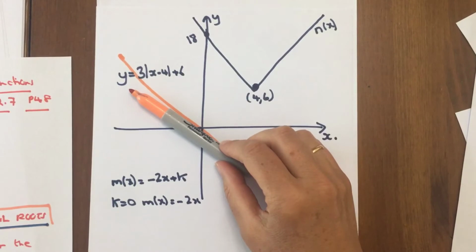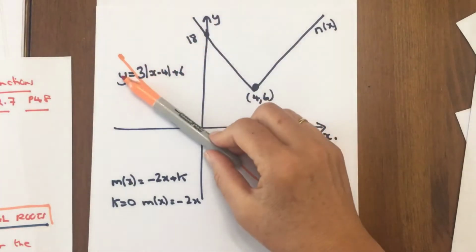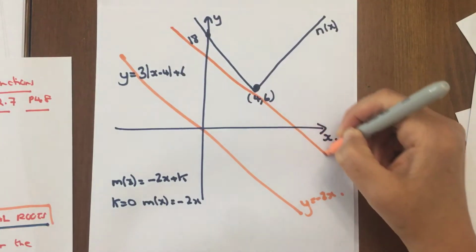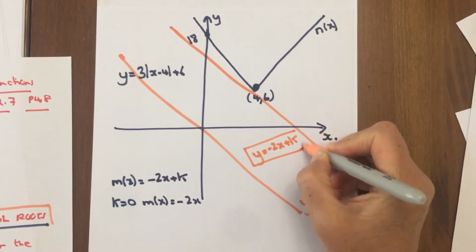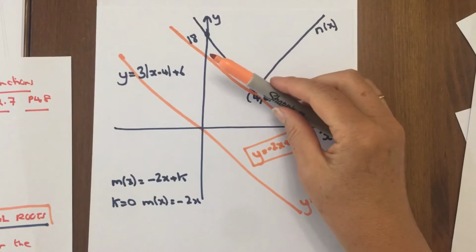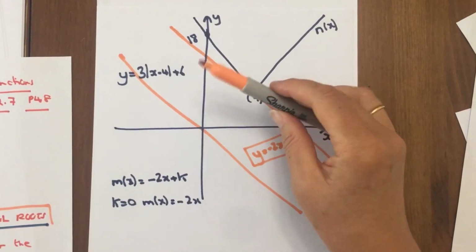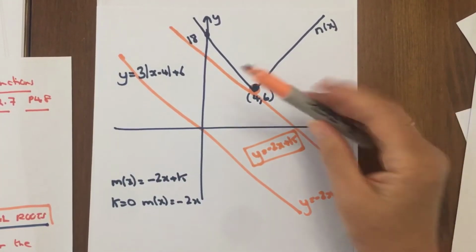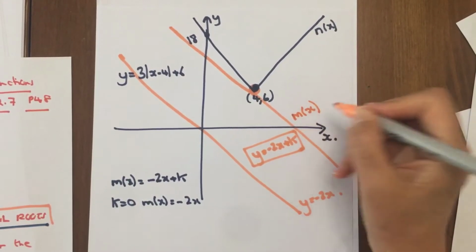Now we know it does not intersect my black graph because it has no real solutions. So the cutoff point is here when it just clips the point (4, 6). So it just clips here, okay? And then any value of k less than that will have no real roots. At this point, it has one real solution because it hits it once, and for any value of k less than this value of k, it will have no real solutions because the orange graph and the black graph will not intersect. So this is my graph of m of x.